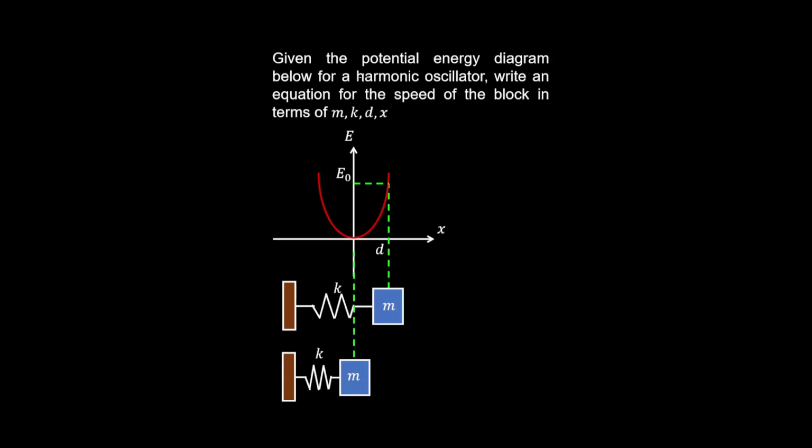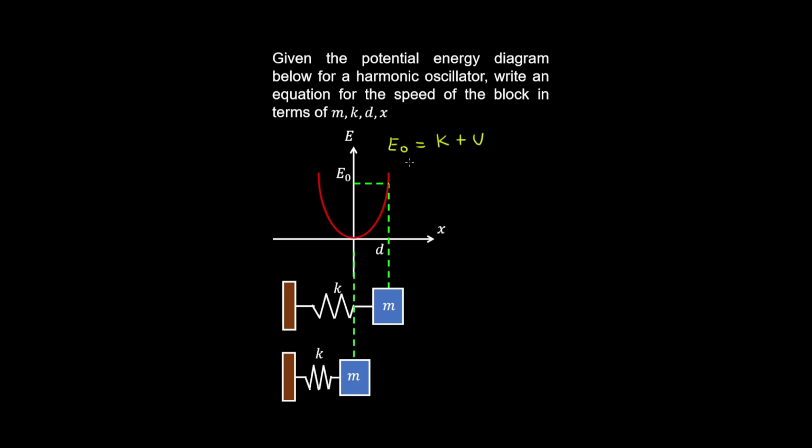Given a potential energy diagram below for a harmonic oscillator, write an equation for the speed of the block in terms of the following variables. Well, the initial energy that's input into the system when the spring's initially stretched is constant and equal to the kinetic energy plus the potential energy.